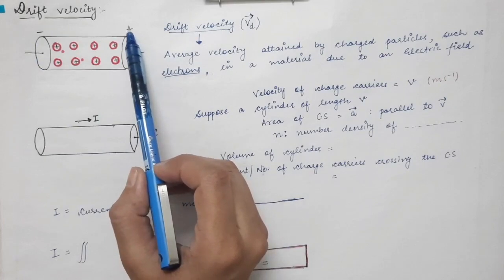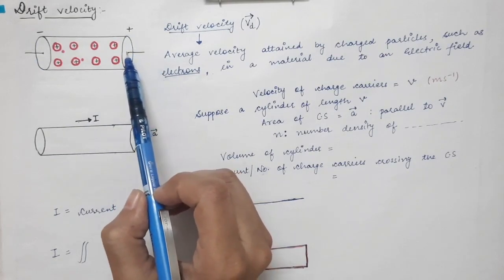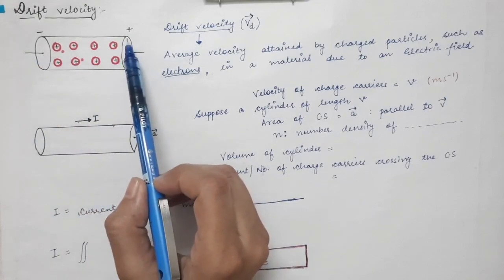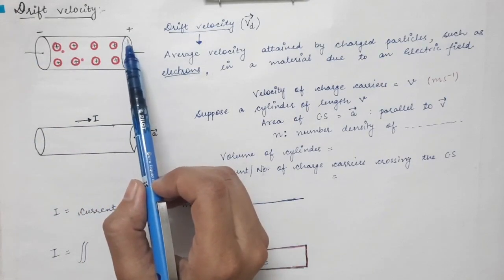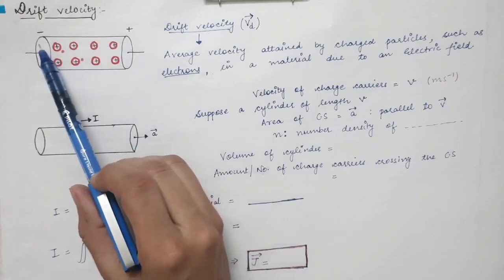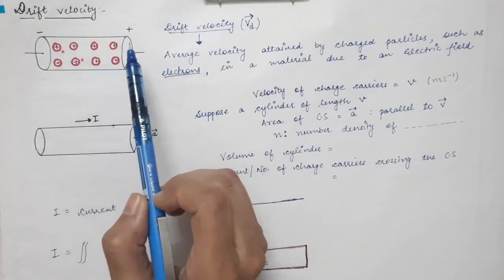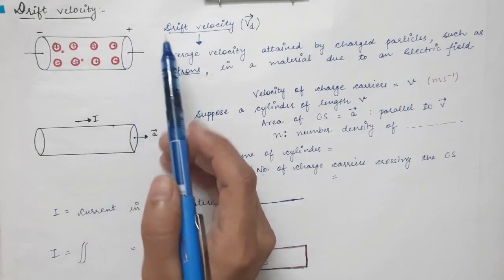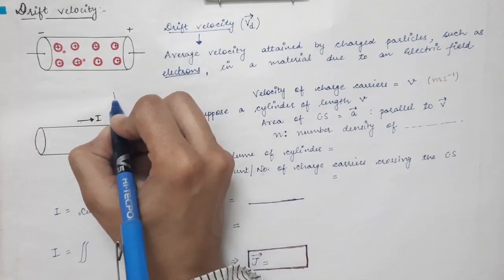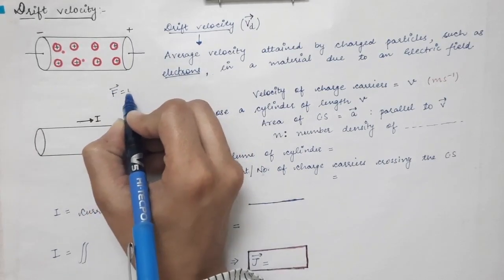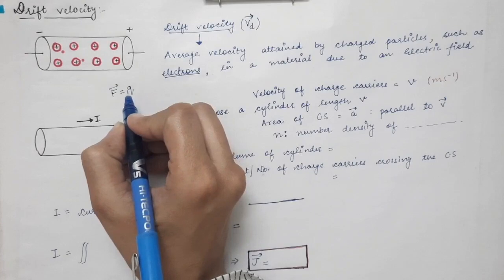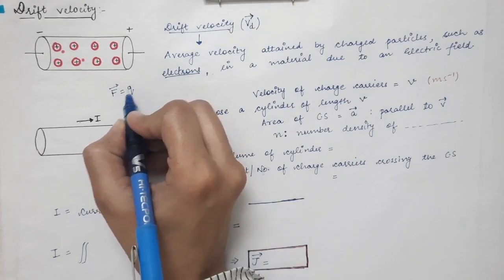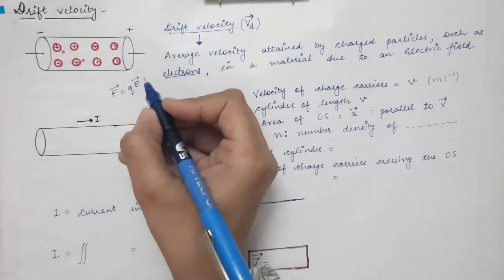So let's say I apply the positive terminal of the battery at this end and the negative terminal at this end, so there will be an electric field whose direction will be from positive to negative, and every charge carrier will experience that electric field. Due to the electric field, we know that a force is experienced by a charge. And what is the force? The force experienced due to the electric field on a charge Q is given by Q into E vector. So this is the force.